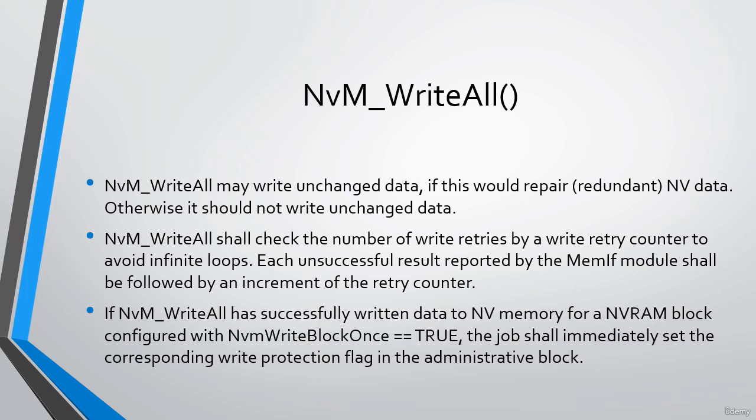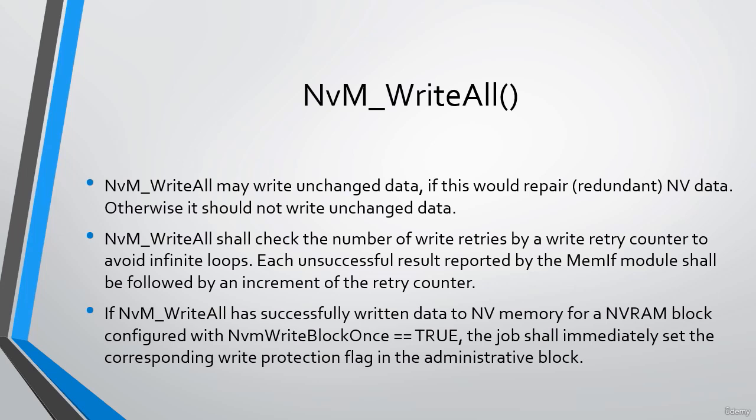Now, if NVM write all has successfully written data to NVM memory for an NVRAM block with NVM write block once equal to true, another parameter comes into play. It is the NVM write block once. As you can see from the name itself, it should be written only once. For example, the first time NVM write all does this, it updates, and the parameter write block once is true.